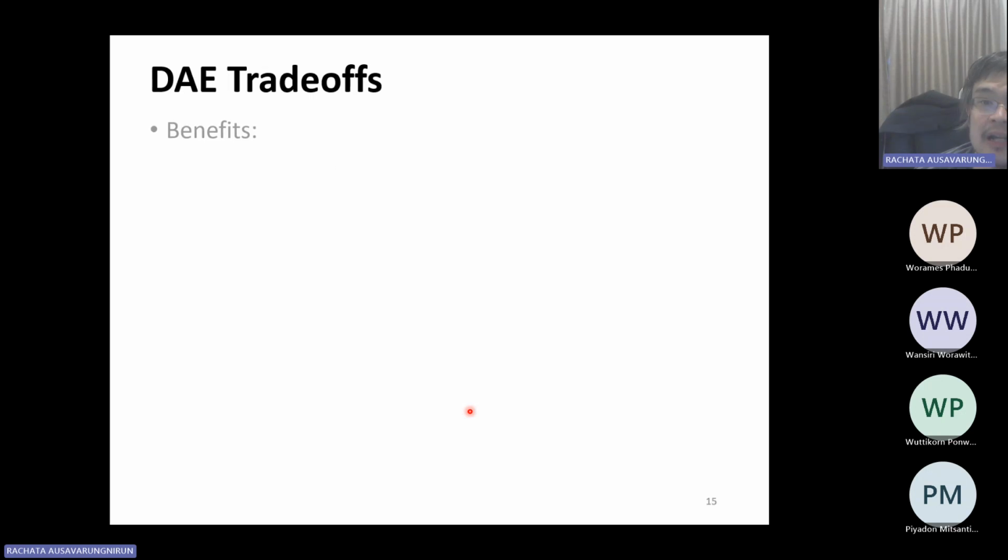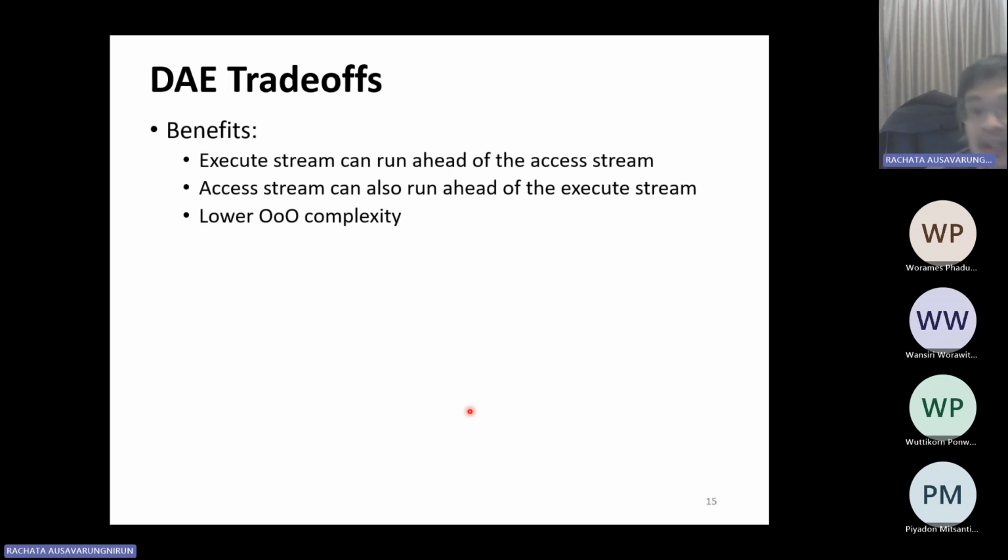All right. And the trade-off here is obviously the execute stream can run ahead of the access stream. The access stream can also run ahead of the execute stream. Basically, this is like a lower overhead version of out-of-order. I just keep executing things. I just keep accessing things if I can. I'll try to get a lot of things into the processor as soon as possible, but it's streamlined in a decoupled execution manner.